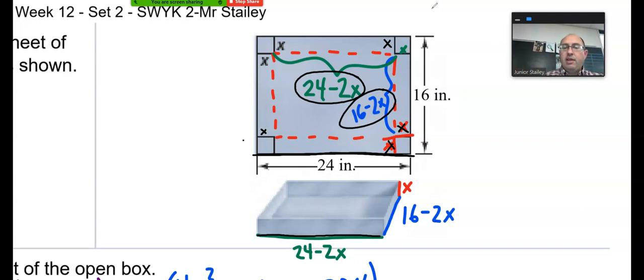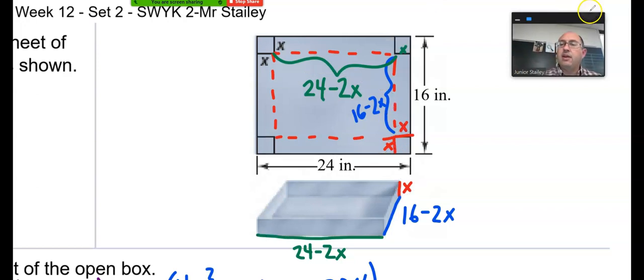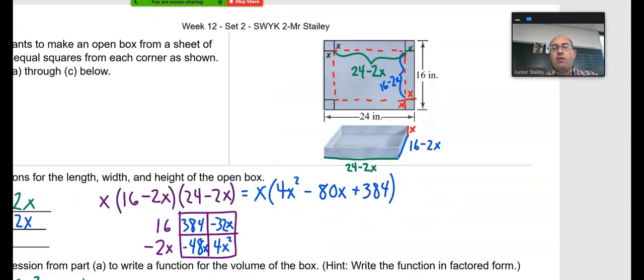And if you fold up the edges, that little X that you decided, that distance that you cut out of the corner, becomes the height of your box. Okay, so we basically just chopped these little corners out, got rid of them, and then we folded up those edges along the red dotted lines and made a box. That's the idea here. Well, how do you find volume?